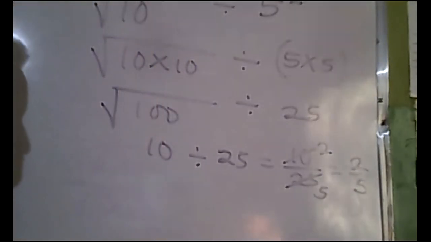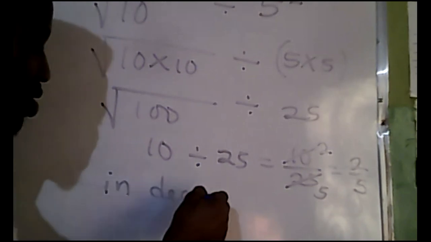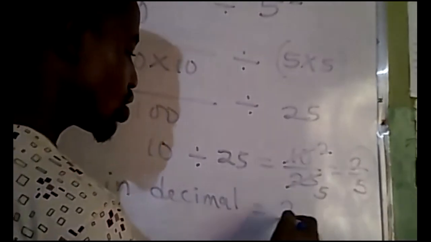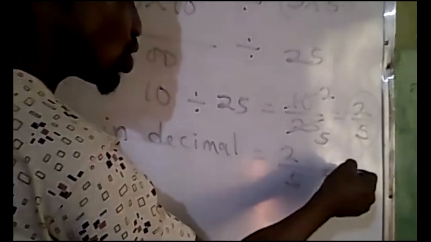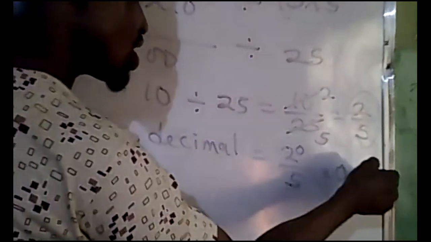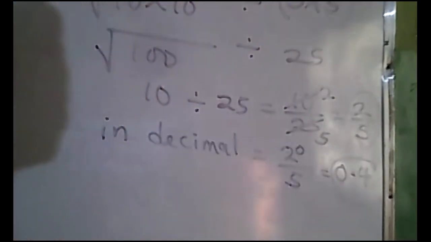Or better still, you can put it in decimal. In decimal, can you see what I'm writing? Let me make you see that. Can 2 divide 5? No. So you put 0 point and put 0 here. 5 in 20 is 4. So your answer can be 0.4 or 2 over 5. Is that clear? So that is that about that one, and I think that is the last exercise.